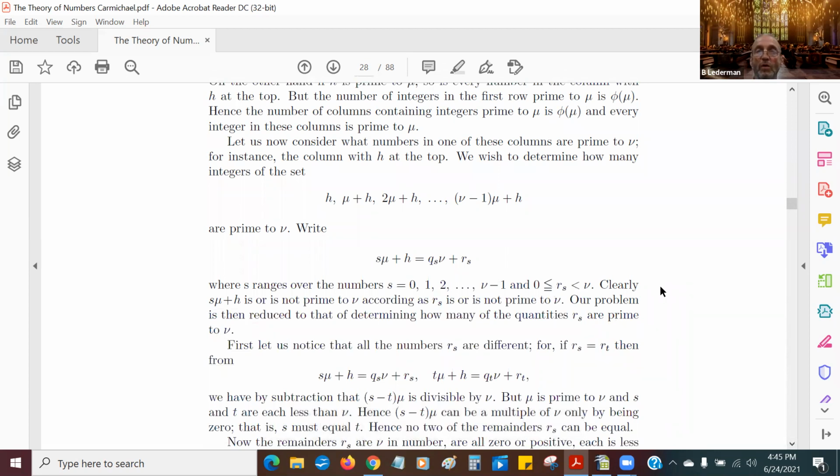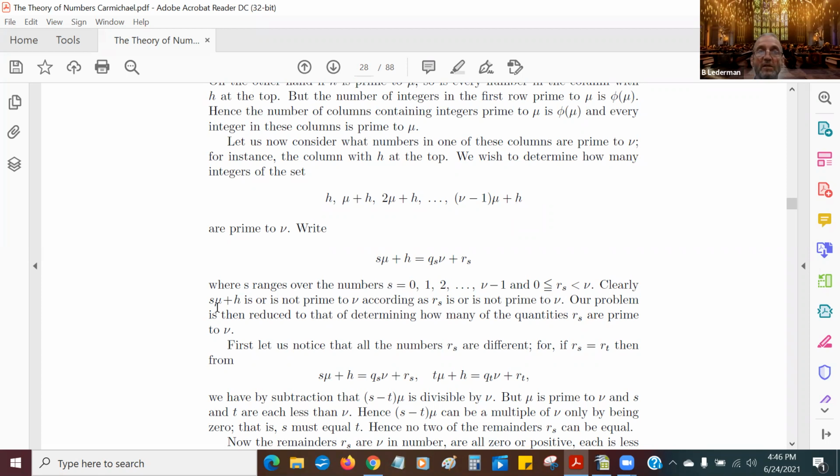Basically, what we're going to show here is that all of the numbers on this list have different remainders when you divide by v. But we're going to show that in a second. So we're going to write s mu plus h, and let's say that equals qv plus rs. r is the remainder based on whatever s was. So we're doing a division thing here. Now s ranges over all the numbers 0, 1, 2, 3, all up to v minus 1, and the remainders here are between 0 and v.